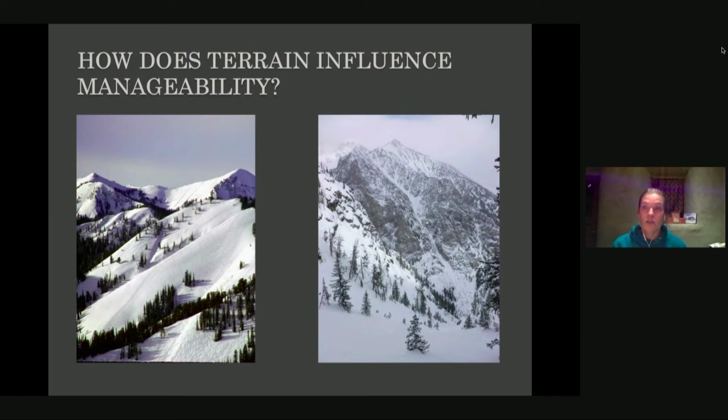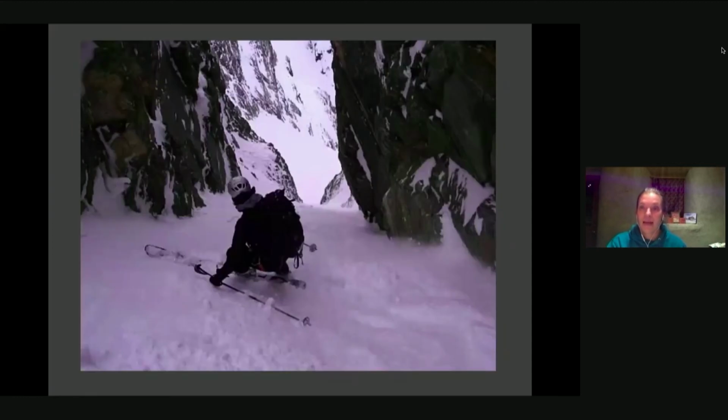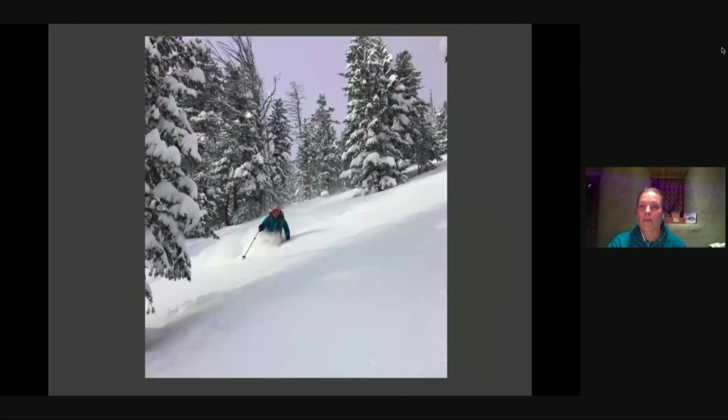And if I choose terrain that is really constricted and really confined, any avalanche problem becomes unmanageable because the consequences of getting caught in an avalanche mean that I can't escape it. So if I choose wider open terrain where I can move about, where it might be lower angle, I can change that whole risk equation. This has very different risk and manageability than this.